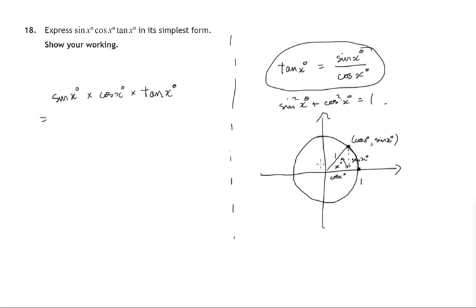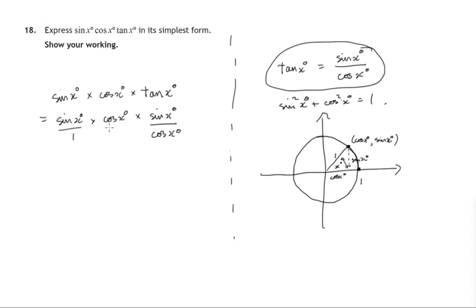Don't worry if you've never seen this unit circle explanation for that. Just remember tan x is sin x over cos x. So we can replace in this expression the tan x by sin x over cos x.